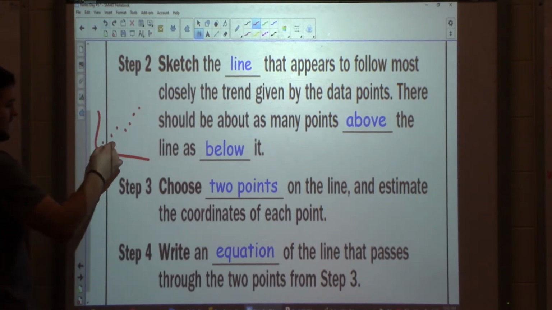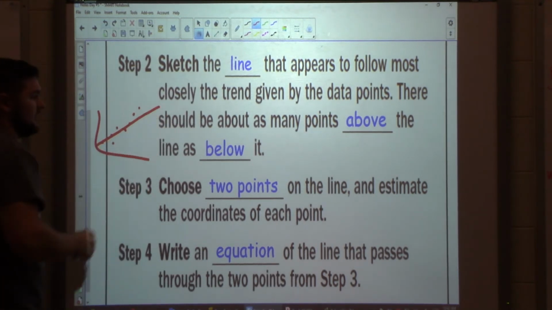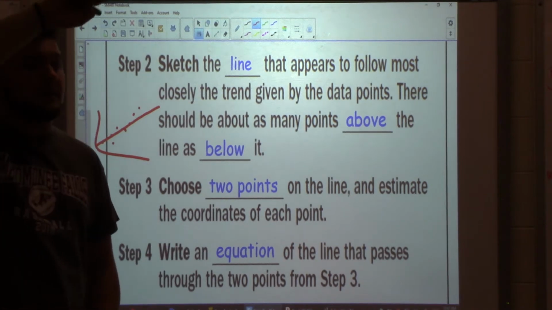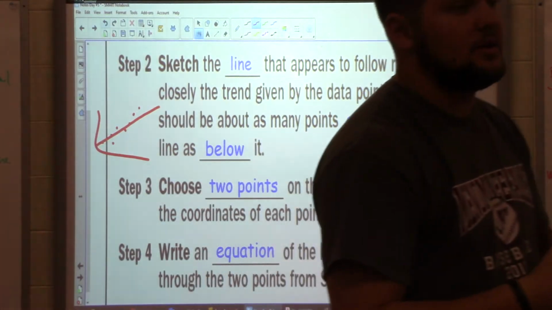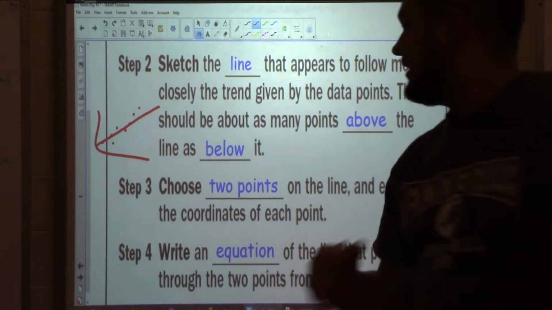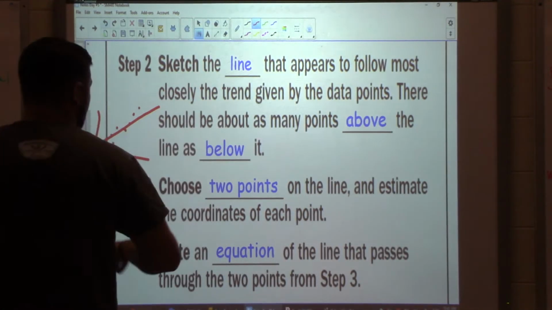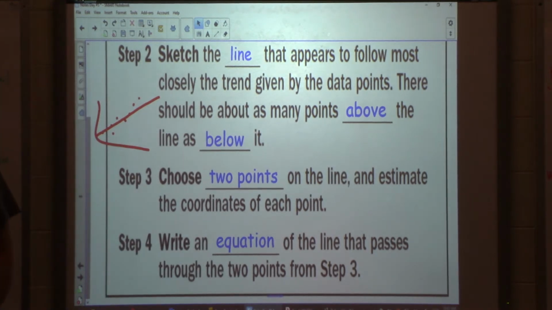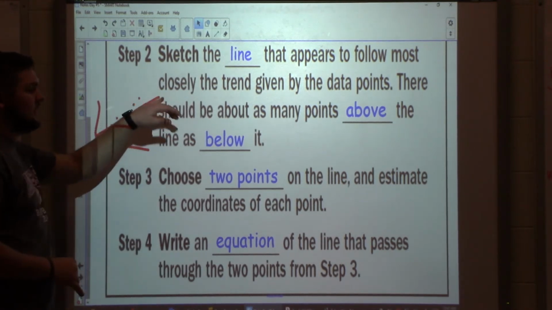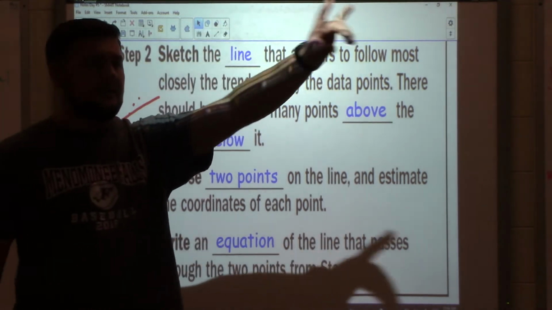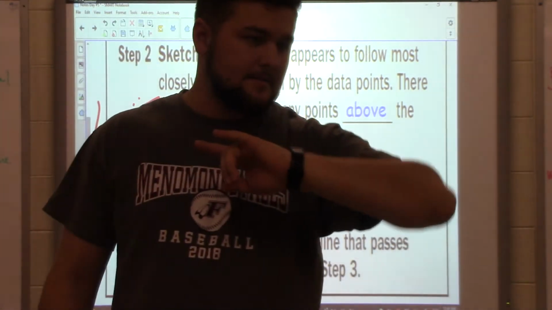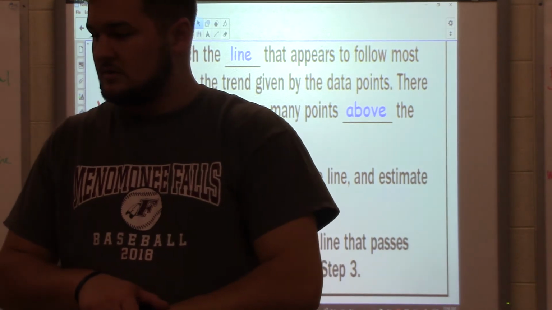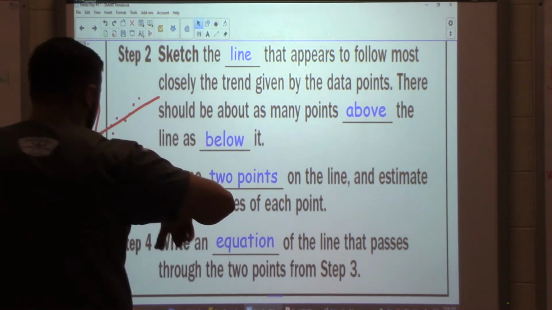We're going to try and draw a line through the middle of that data. So we can get about as many points above as below. We want to be as close to the middle as we can. We want to represent all the data. Then we're going to take 2 points on that line and estimate the coordinates of that, because we're going to use them to make an equation. So, drawing our scatter plot, drawing a line, taking 2 points from our line, making an equation. Alright? Cool?